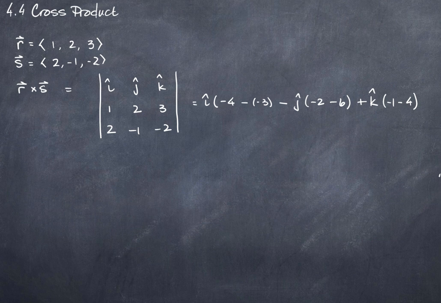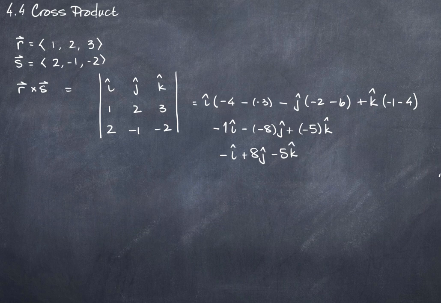Then I'll do the arithmetic, and at the same time, I'm going to move my coefficients to the end. So I'm going to get negative 4 plus 3, which is negative 1i, minus negative 2 minus 6, which is negative 8j, plus negative 1 minus 4, which is negative 5 times k. Then of course I can tidy that up as well. I can either write negative 1i, or I can just write negative i plus 8j minus 5k.